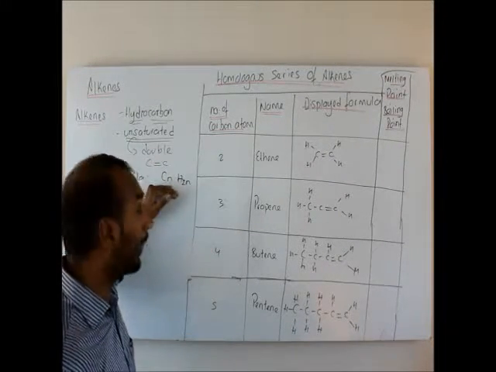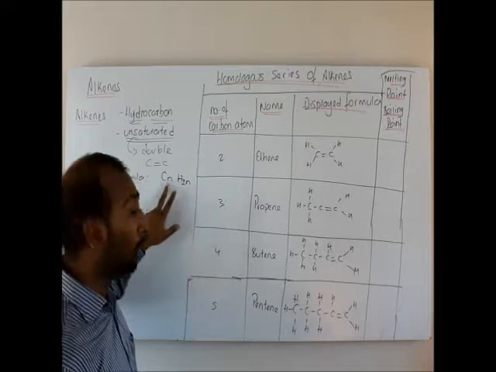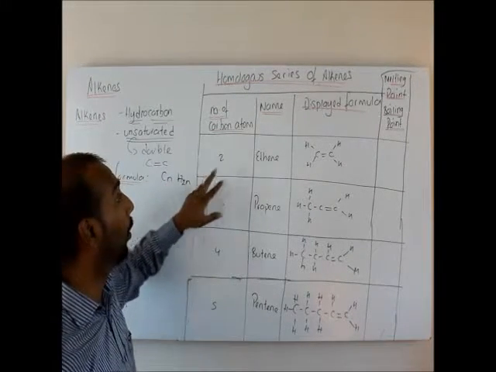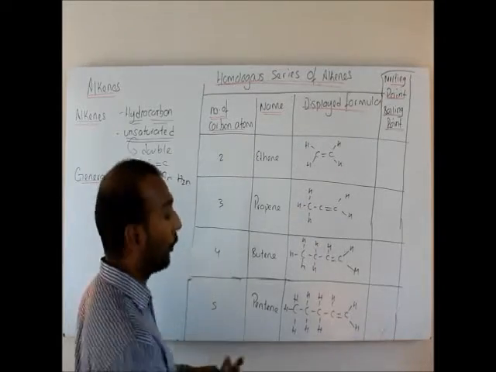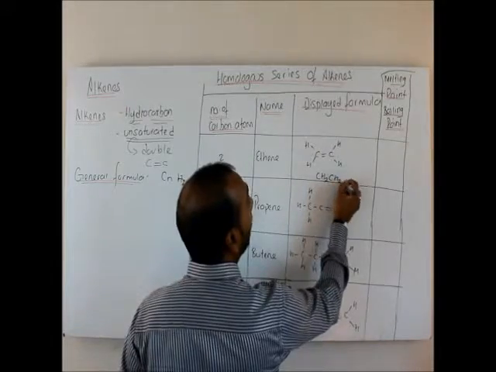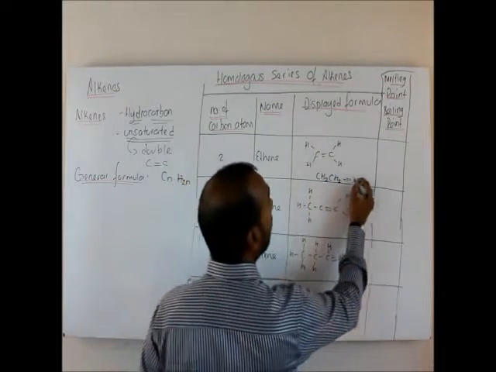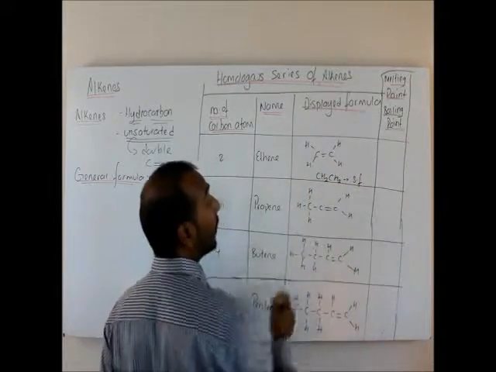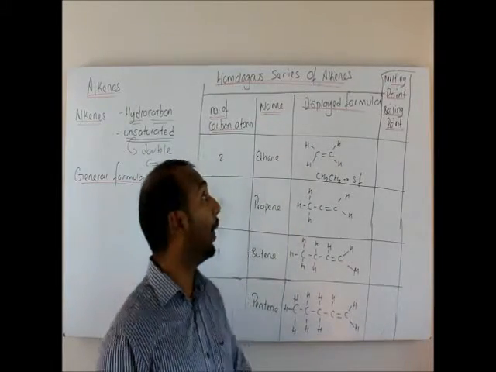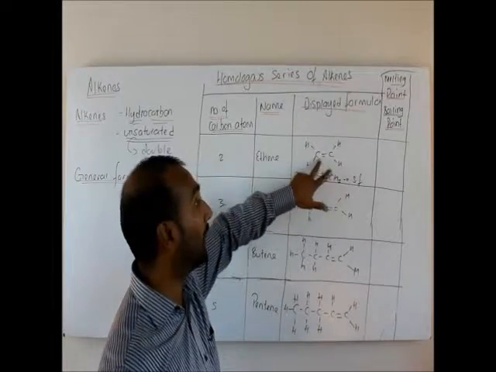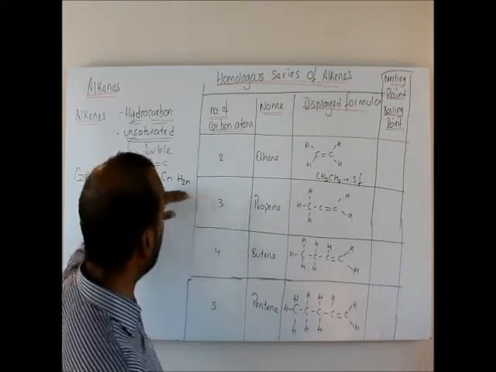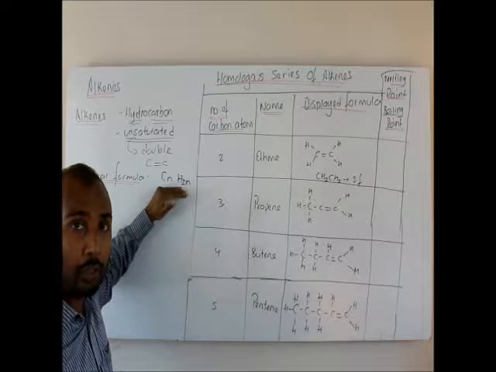Using this formula, when n is equal to 2, it's going to be C2H, 2 times 2, 4. So C2H4, the formula will be CH2=CH2. Don't forget that this is a structural formula. The structural formula is an abbreviation of the displayed formula. And this is confirmed when we look at the general formula.